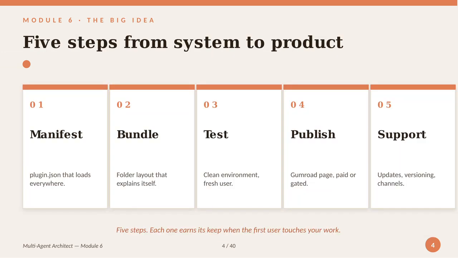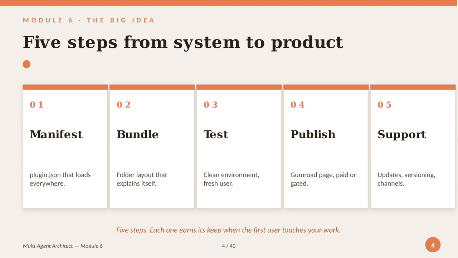5 steps. 1 lesson each. Step 1. Manifest, the plugin.json that loads everywhere. 3 required fields, several recommended ones, Semver discipline. Step 2. Bundle, the folder layout that explains itself. Standard subdirectories so the runtime knows where to look without guessing.